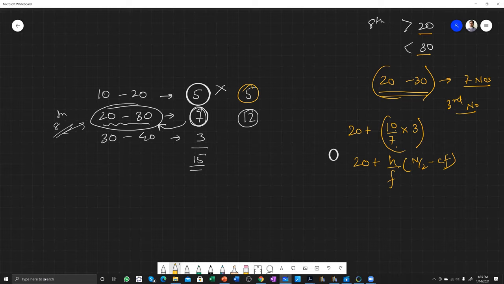So I'm just taking N here. It will come to 7.5 minus CF. But it's okay, we are trying to get almost there. I don't need exact values. Does this formula work now?